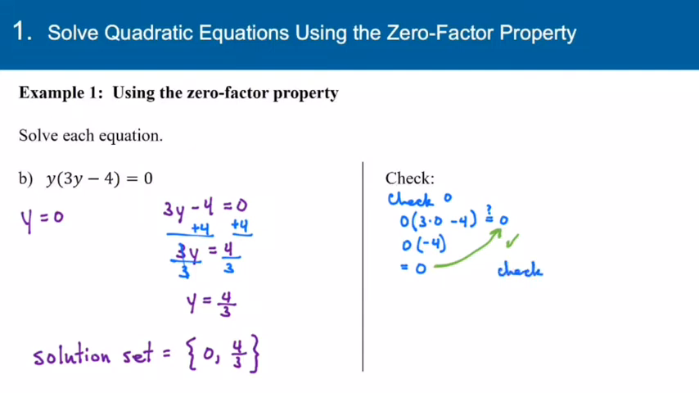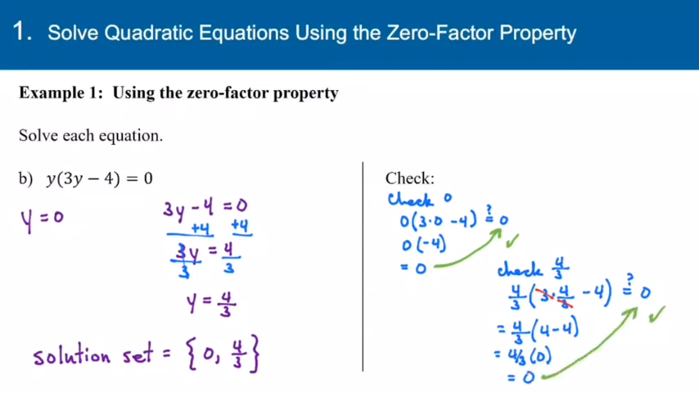And if we plug in 4/3, we have 4/3 times 3 times 4/3 minus 4. Well, when you do 3 times 4/3, the 3's are going to cancel, leaving you 4/3 times 4 minus 4. And 4 minus 4 is 0, so 4/3 times 0 is 0, and that means that number is a good solution. And so we verified both solutions here.